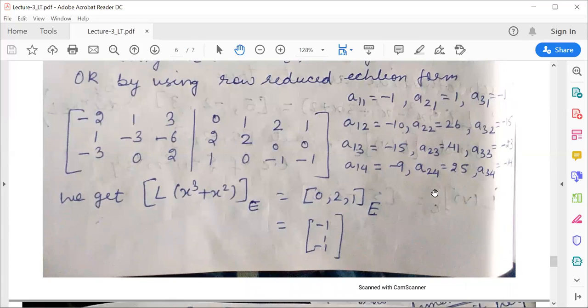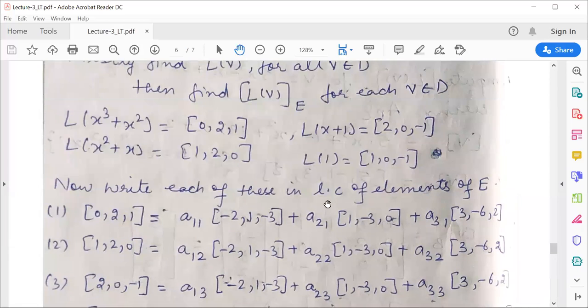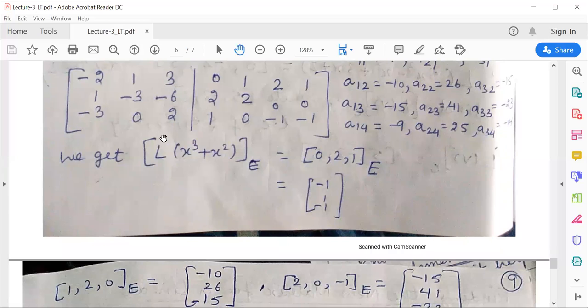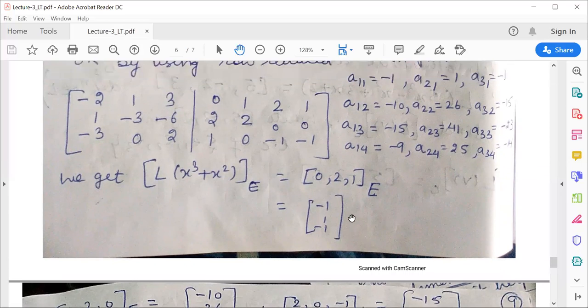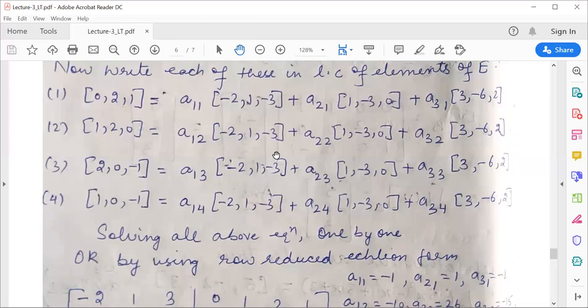Once you get all these values, that means the coordinate vector of this L of V with respect to ordered basis E, where 0 2 1 is the image of my first vector x cube plus x square, finding its coordinate vector with respect to E will be equal to -1, 1 and -1, because the values come out to be -1, 1 and -1. This is for your equation number 1. This is -1, A21 is 1 and A31 will come out to be -1.